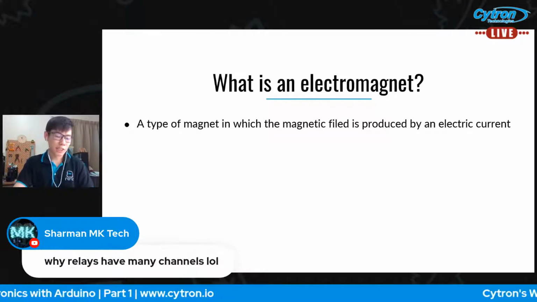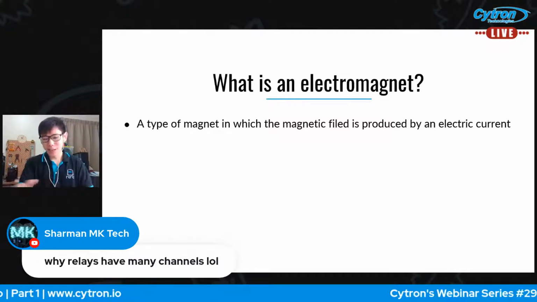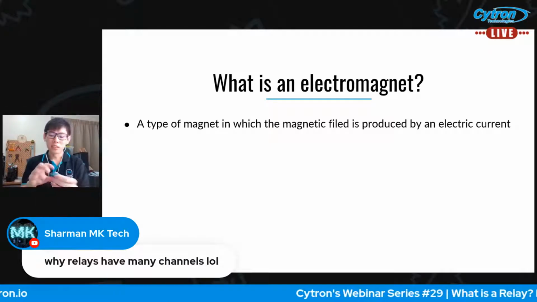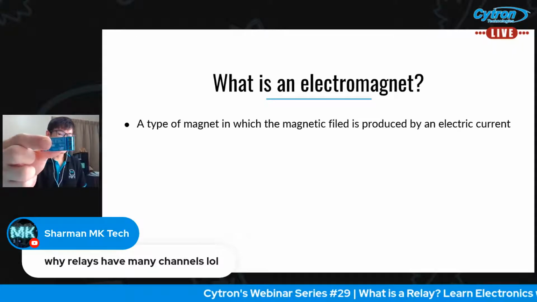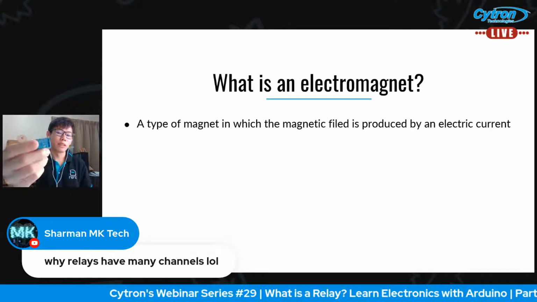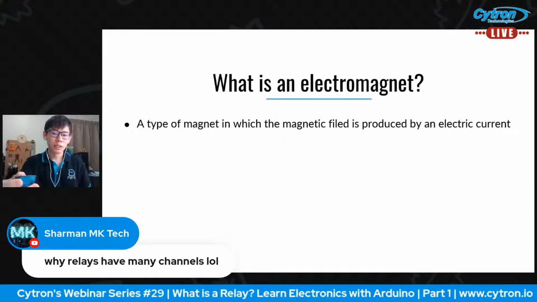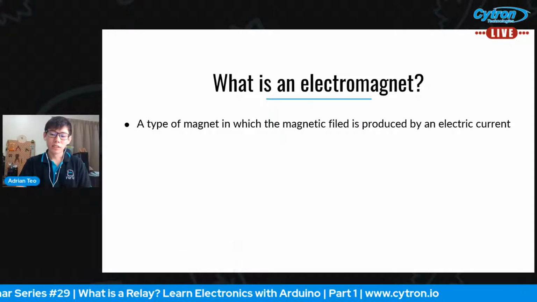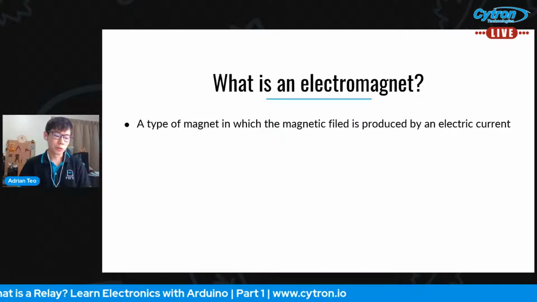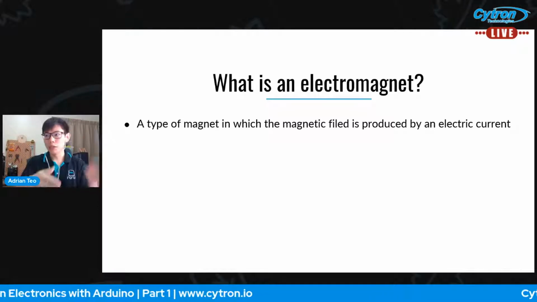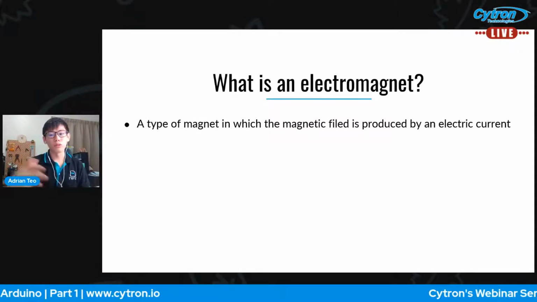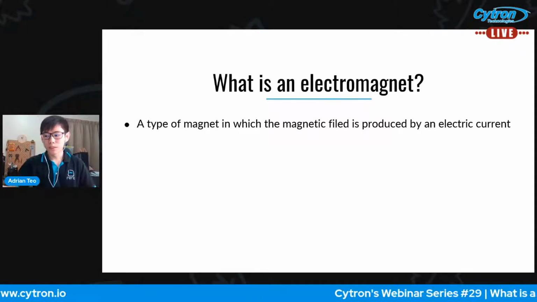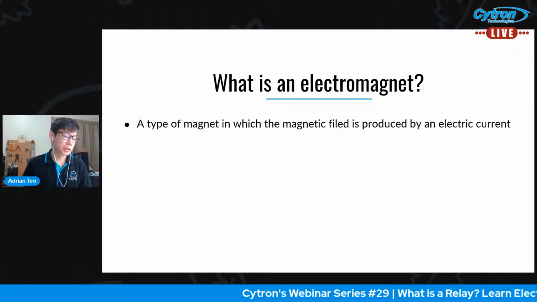Okay, why do relays have many channels? It depends on the application. So this relay that we are talking about is a single channel kind of relay where you control a single circuit. But some applications have many things they have to control. They need to control 1 light, 2 light, 3 light, 4 light, or 1 fan, 2 fan, 3 fan. Multiple devices they have to control.